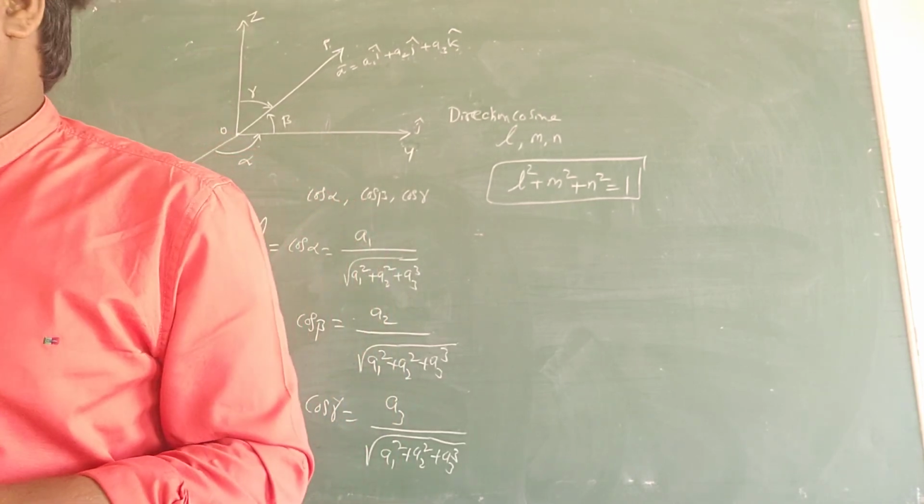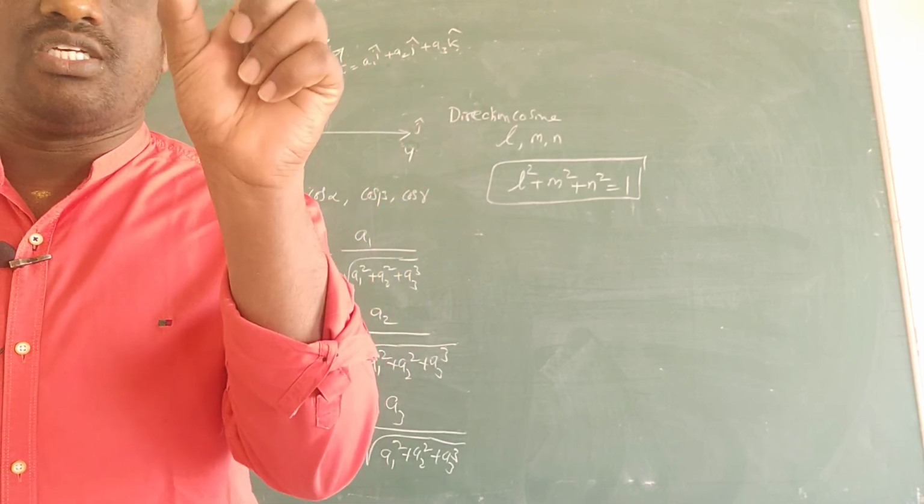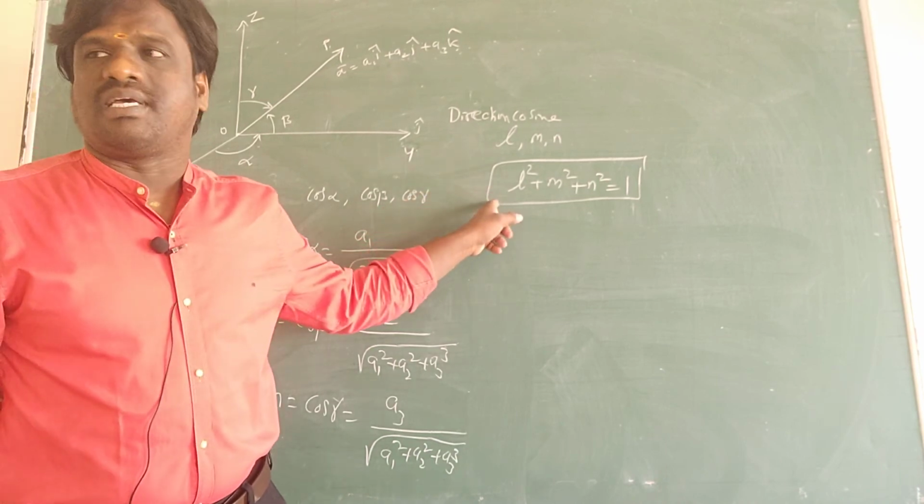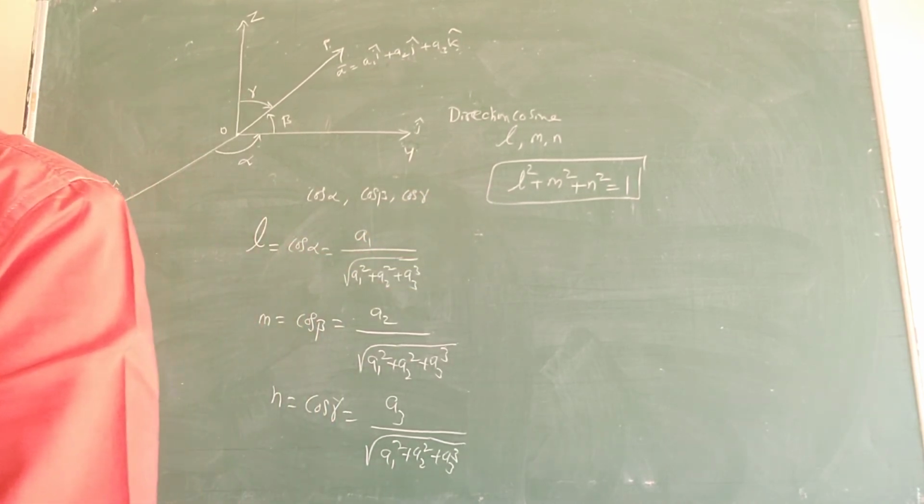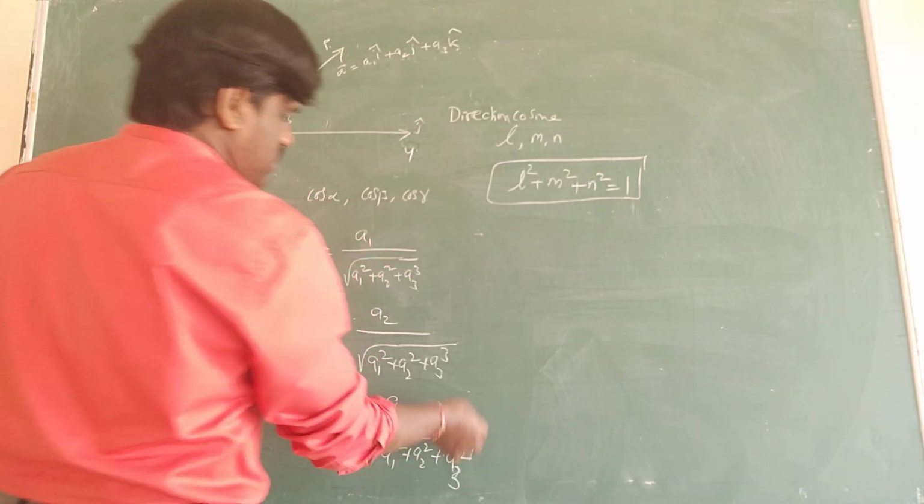And we have done one problem previously, in the last lecture on 3D geometry. Now we will do some more questions based on this. Okay, note down: a1 square plus a2 square plus a3 square.